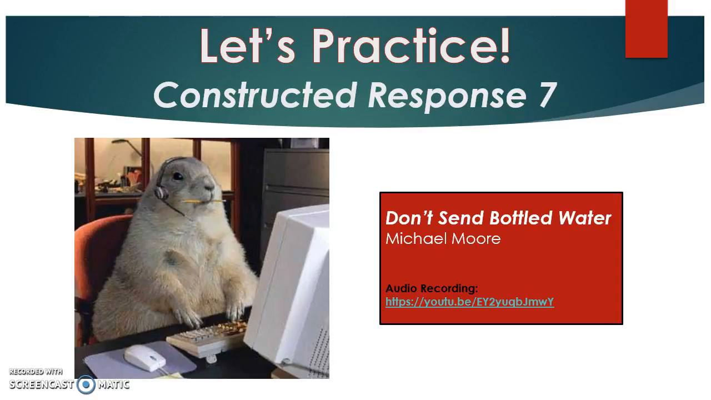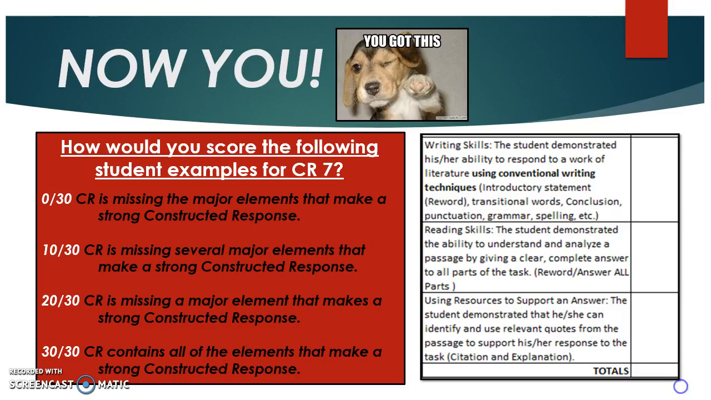If you do not remember reading the article, or if you have not read the article yet, you definitely want to check that out. There's also an audio recording available as well. So what you're going to do is look at a few student examples that were submitted for this constructed response, and you're going to grade them using the LAC 2 rubric, which is based off of the Keystone scoring description. So in each category, writing skills, and using resources to support an answer, you're going to either give the student 0 points or 10 points in each category.